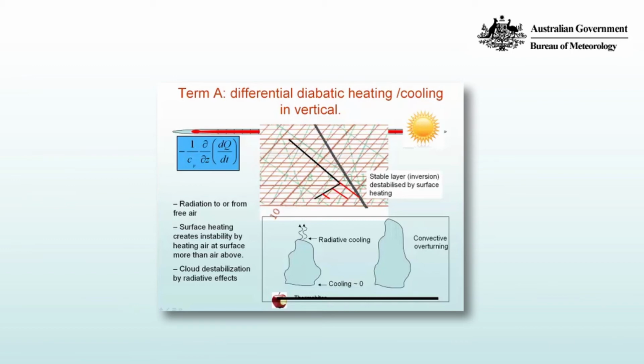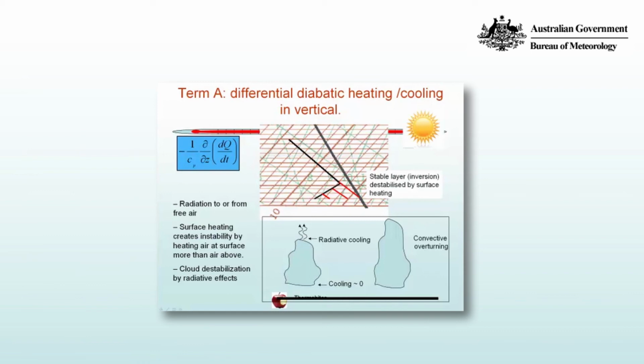Now think about the example of a cloud at night. The base of the cloud keeps roughly its same temperature, whereas the top of the cloud will cool radiatively. So in this case, dq dt at the base of the cloud is 0 and dq dt at the top of the cloud is negative.